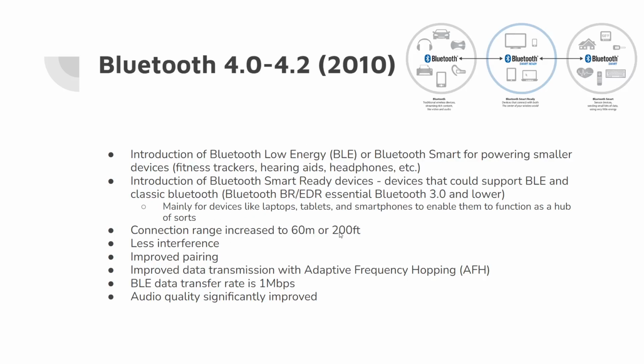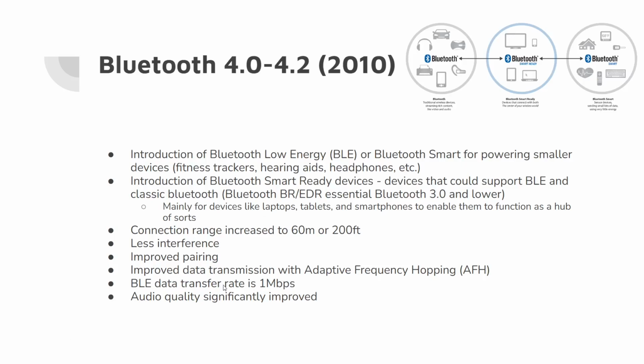And again, the connection range increased. We're at about 200 feet at this point. Due to some protocol level advances, there's less interference from other protocols that use the same band, such as Zigbee and Wi-Fi and other things like that, which we'll talk about a bit later. There was improved data transmission with adaptive frequency hopping, which we'll touch on just a little bit, and then BLE data transfer. We're back at 1 megabit per second, but we are using less power. And so it was a trade-off here.